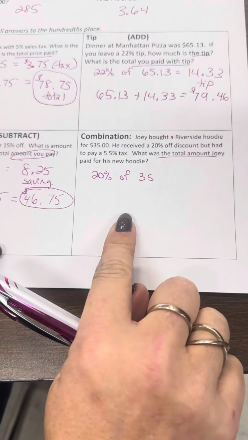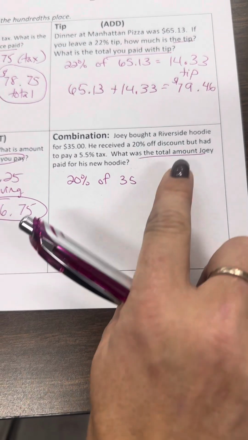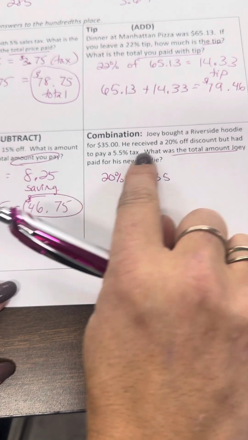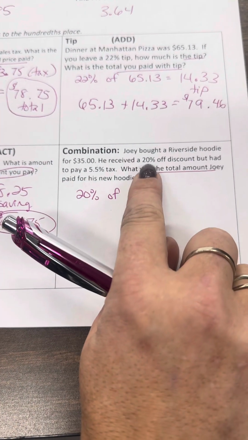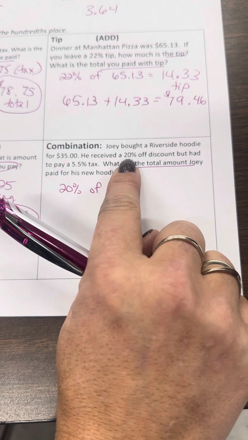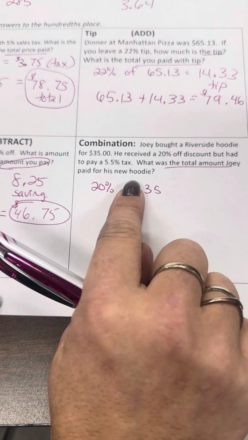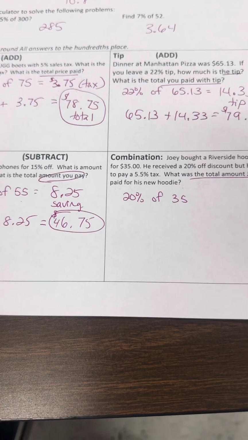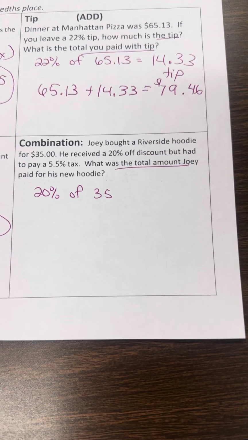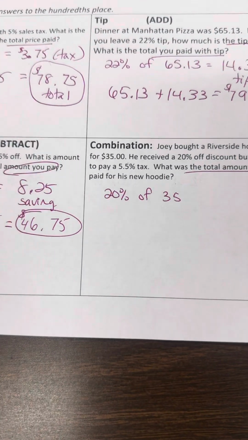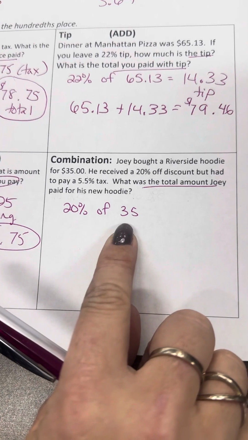The next one, we have a combination of both ideas. So Joey bought a Riverside hoodie for $35. He got a discount of 20%, and then he had to pay tax. So what's the total amount he paid for the hoodie? So he had the hoodie, he saved money by using the discount, and then he also has to pay the tax. So the first thing we're going to do is figure out how much his discount is.